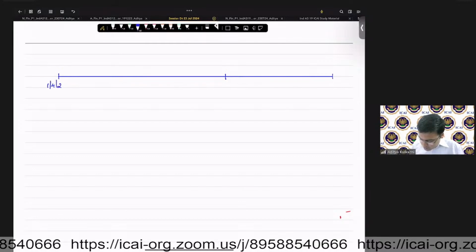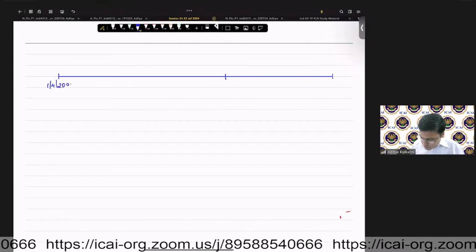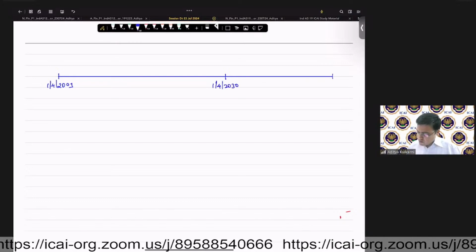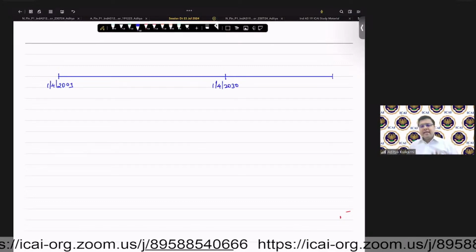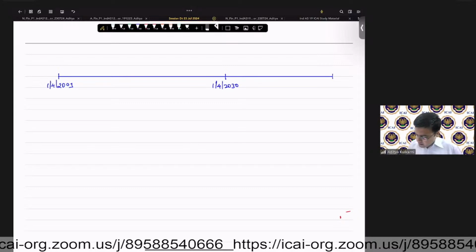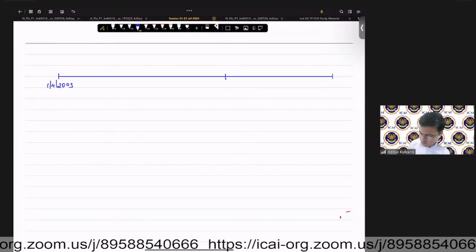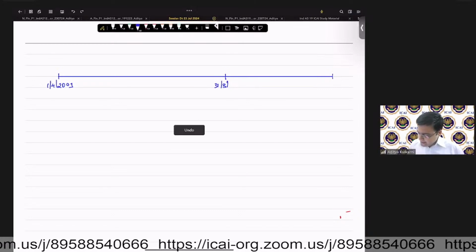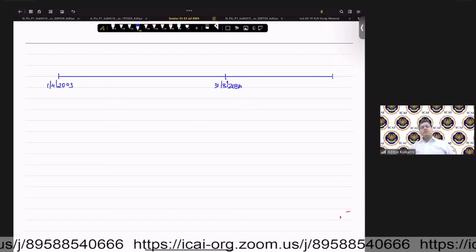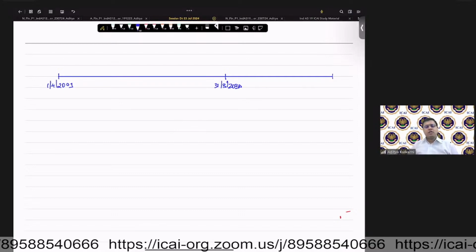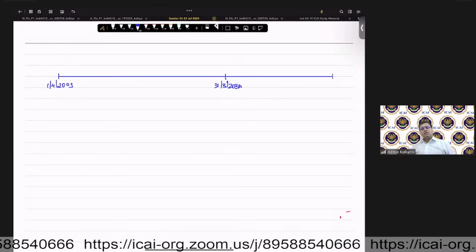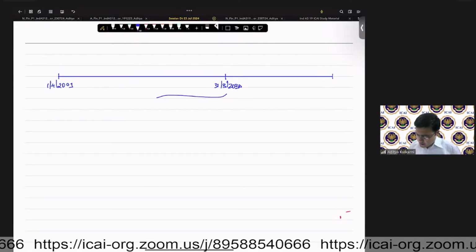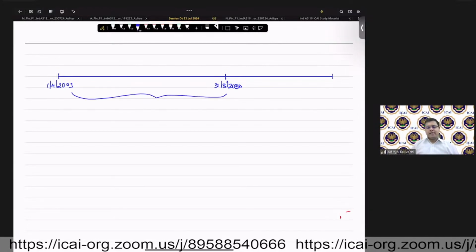First April 2001 to 1st April 2030. There is an employee. He joined an entity on 1st April 2001, and then he continued his service till 31st March 2030. That means from 2001 to 2030, almost a 30-year experience. 30 years he has dedicated to the organization.